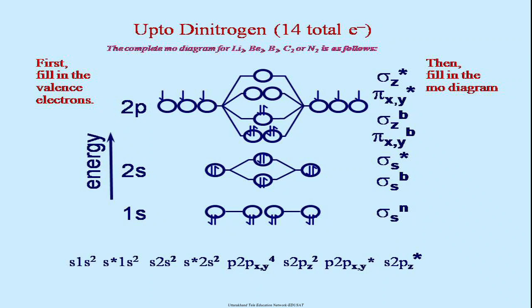Sigma 2s results from the atomic orbital combination of head-on overlapping, and the sigma star anti-bonding condition results from the opposite lobes of atomic orbitals. These are pi orbital combinations, and these are pi orbital anti-bonding combinations. And the electrons can be filled as in the atomic orbitals filling.